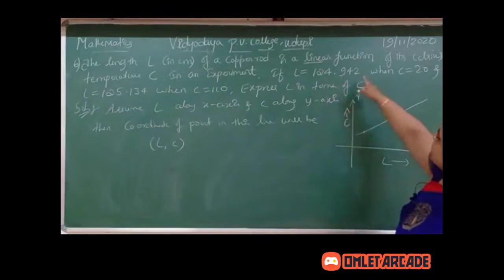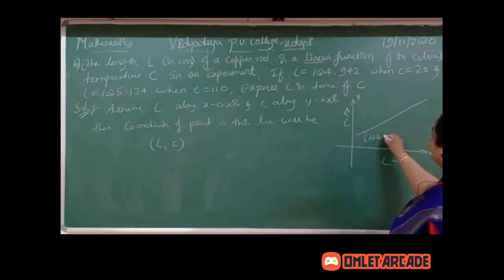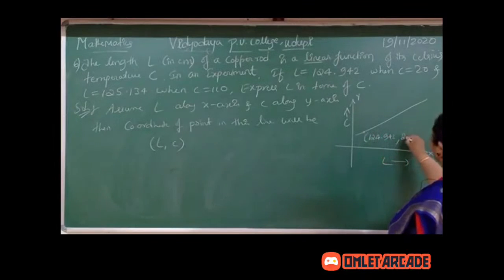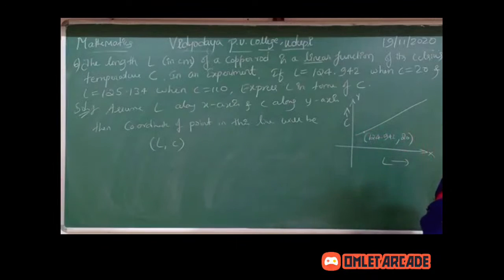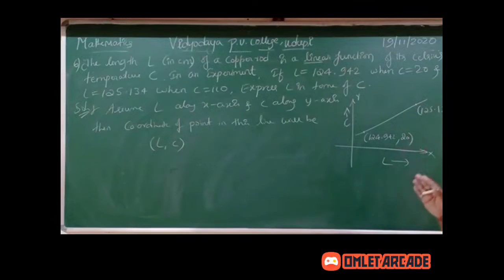So this is a line with two points. When L is 124.942, C is 20, so I can write the point 124.942, 20. Let me write one more coordinate for the other point, that is 125.134 comma 110. Very simple. I am writing the two pieces of information from the experiment as coordinates. Now we have two points here.